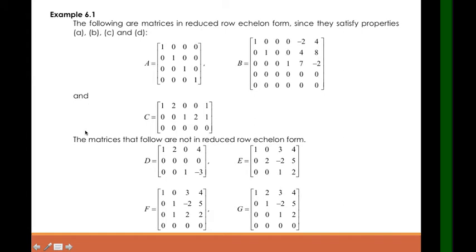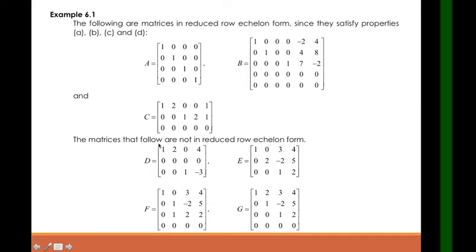So, the following are matrices in reduced row echelon form, since they satisfy properties A, B, C, and D. So for letter A, this is a sample of reduced row echelon form. This is also a sample of reduced row echelon form. May 1 siya dito. And then it's just like a staircase, no? Okay, yung staircase na yan, yung parang diagonal. And then for letter C, this is also a reduced row echelon form.